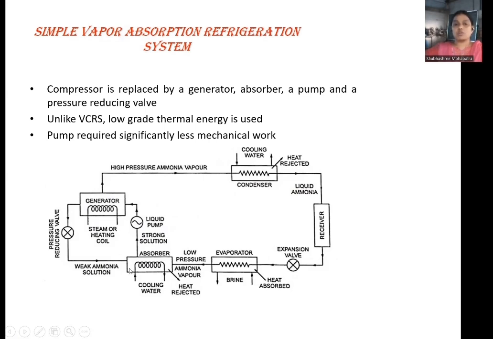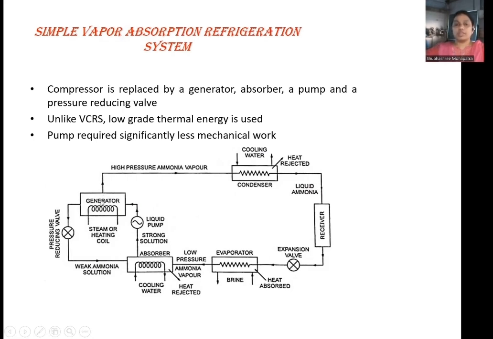This strong aqua ammonia solution is then pumped by the liquid pump to the generator. At the generator, we are providing low-grade thermal energy to heat the strong solution. As the solution is heated, the refrigerant gets released from the strong solution and goes to the condenser. From the condenser, it will release the latent heat, and through the expansion valve, it will again go to the evaporator to absorb the latent heat.